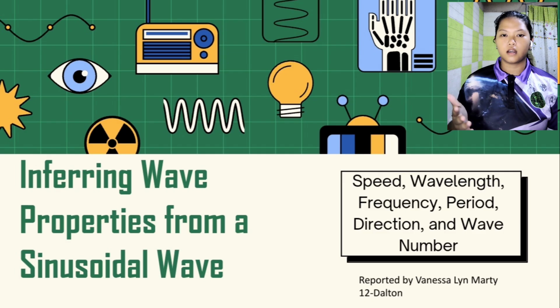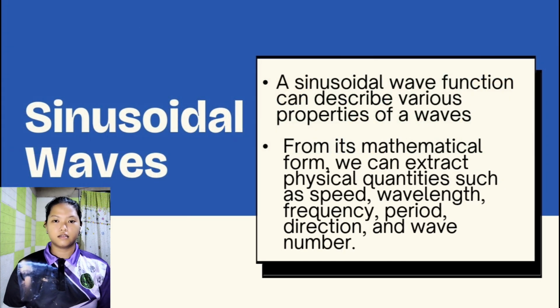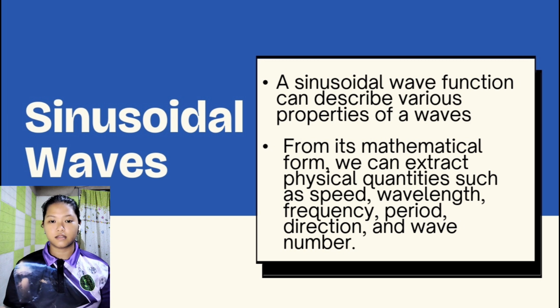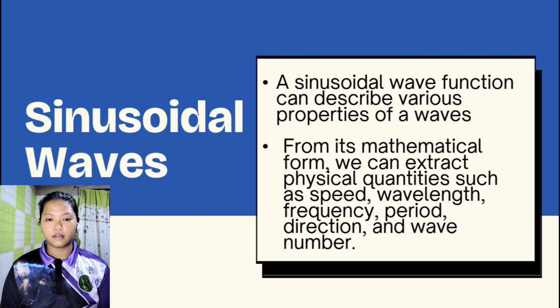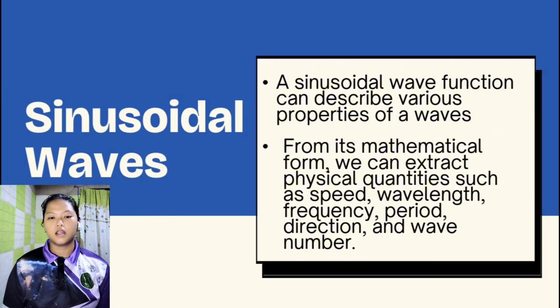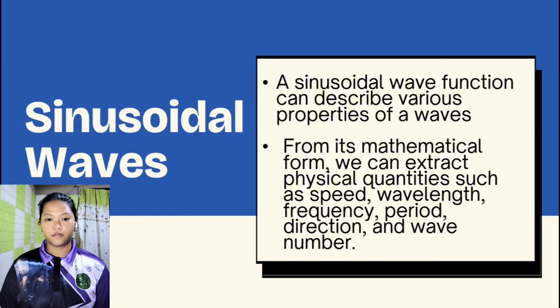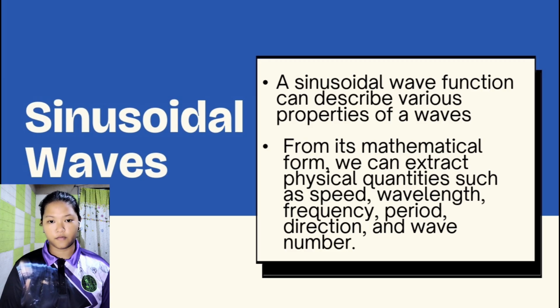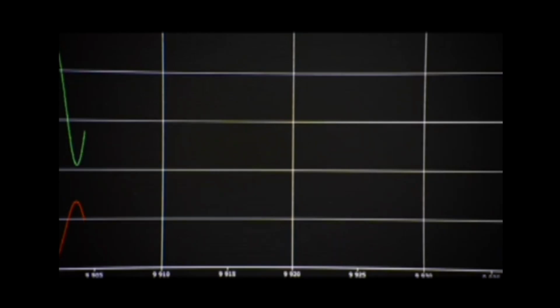A sinusoidal wave is a wave function that can be described with the various properties of a wave. From its mathematical form, we can extract physical quantities such as speed, wavelength, frequency, period, direction, and wave number. In simple words, a sinusoidal wave is a wave that keeps repeating the same motion up and down over and over again. The video presented in front of you is an example of a sinusoidal wave.